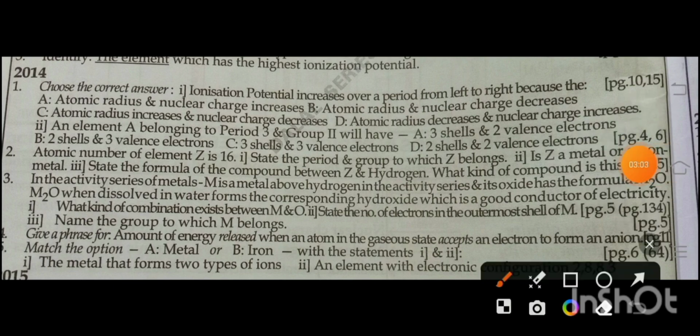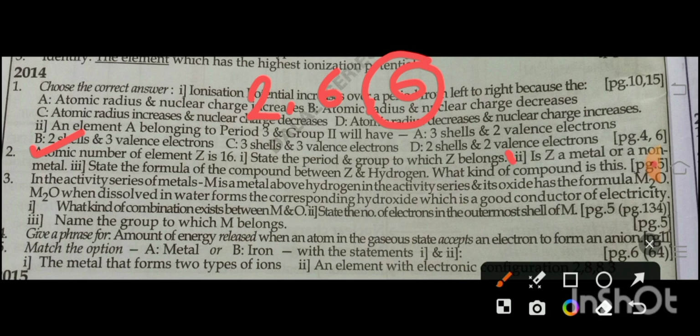Okay, second question is: the atomic number of element Z is 16. So the atomic number is 16, and its electronic configuration comes 2, 8, 6. State the period and group to which Z belongs. Here how many shells are there? 3 shells, so obviously period 3, and in the outermost shell it is having 6 valence electrons, so it belongs to group 16. It belongs to the third period in group 16.